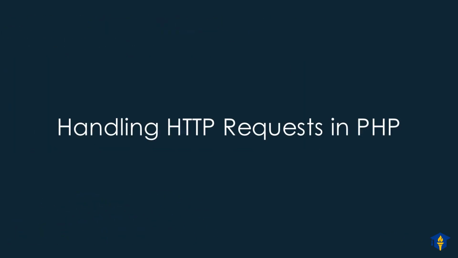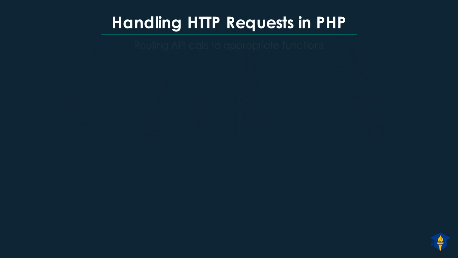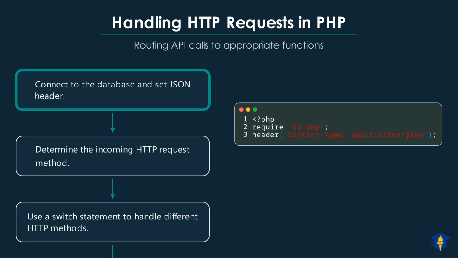Next, we'll learn how to effectively handle incoming HTTP requests within your PHP API. This involves routing API calls to the correct functions based on the request method and endpoint. First, we include the database connection script and set the response header to JSON format. This code requires db.php and sets the content type header to application JSON.